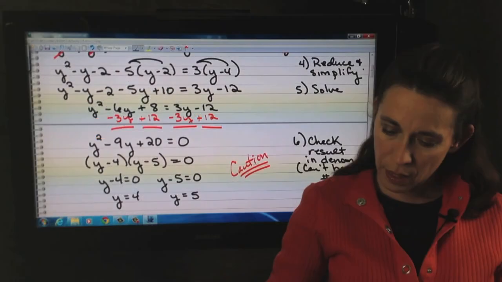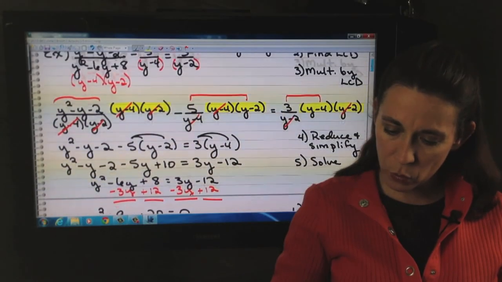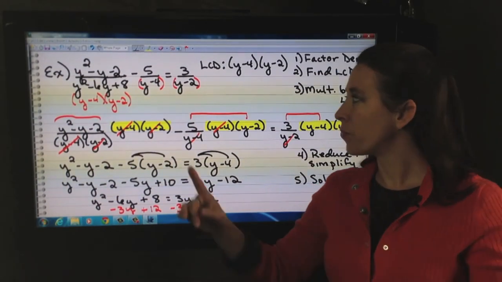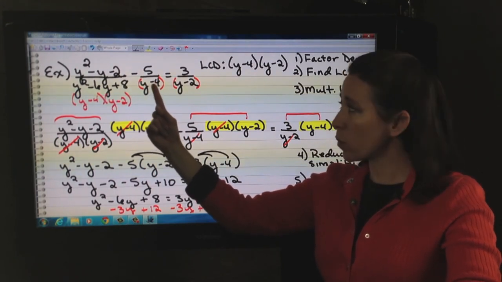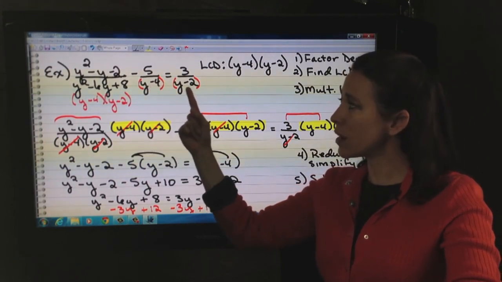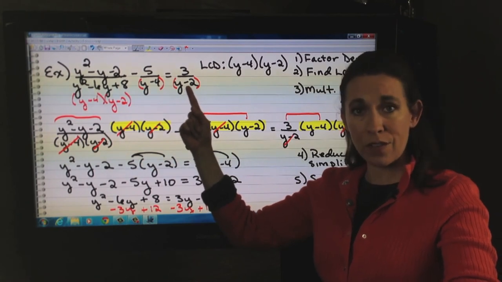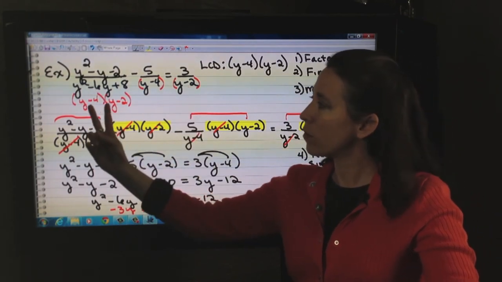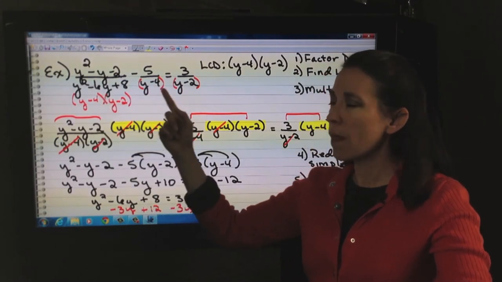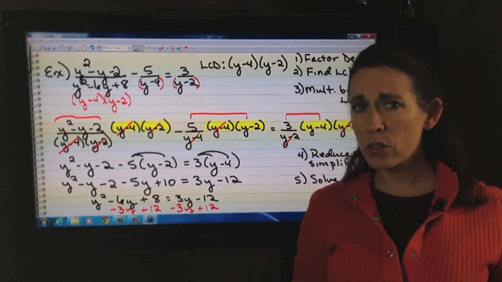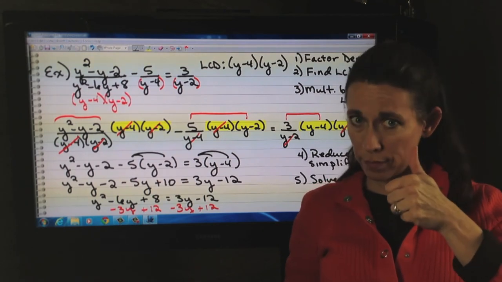Okay? If we come back up here into the original equation, we would be in trouble if we had a 4, because 4 minus 4 would give us a 0 here, or if we had a 2, because it would give us a 0 here. Same thing here. 4 or 2 would give us a 0 in the denominators.